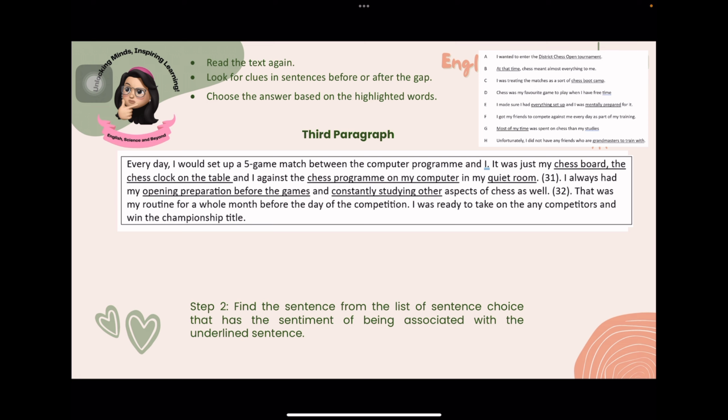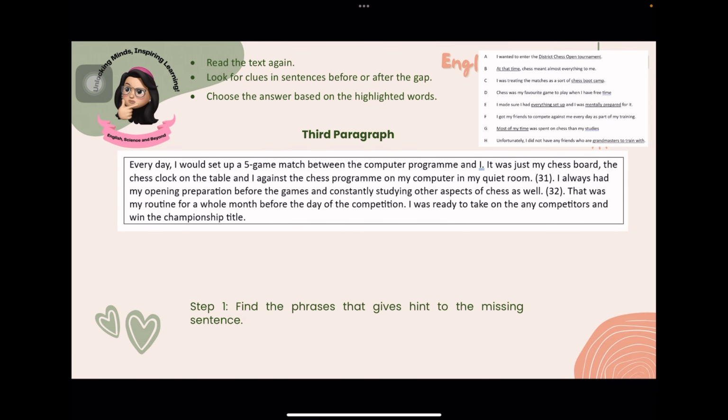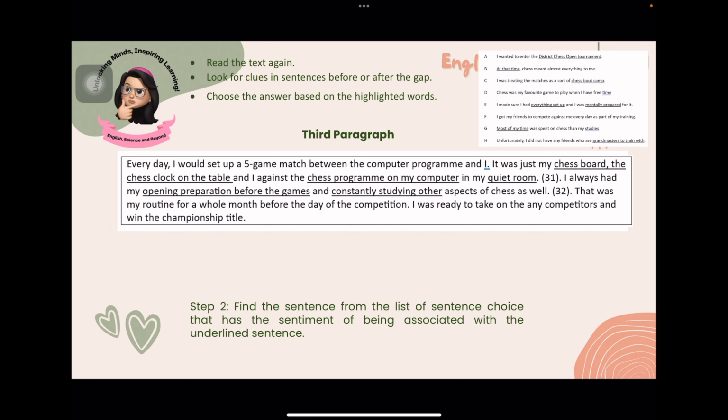Chessboard, chess clock on the table, and I against a chess program on my computer, quiet room. All of these signify what? Find the sentence from the list of sentence choices that has the sentiment of being associated with the underlined sentence. So you've picked your clue phrases. After that, you have to choose any sentence from the options here that has the same sentiment of being associated with the underlined sentence. What I mean by this is that whatever clues you've chosen here, choose any of the sentences here that contain clues corresponding to the same idea.